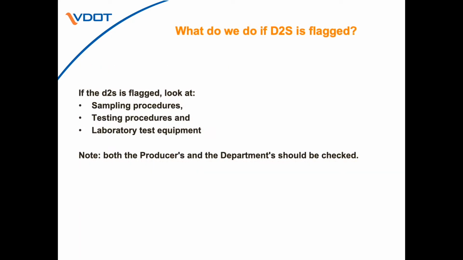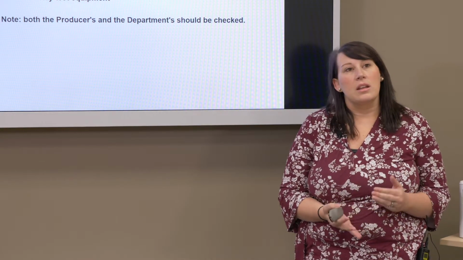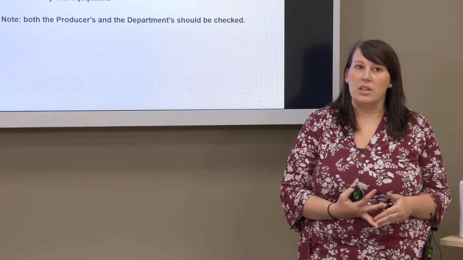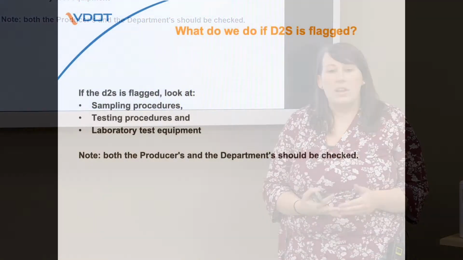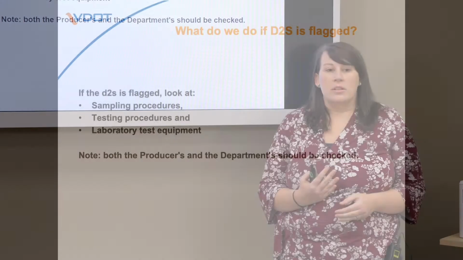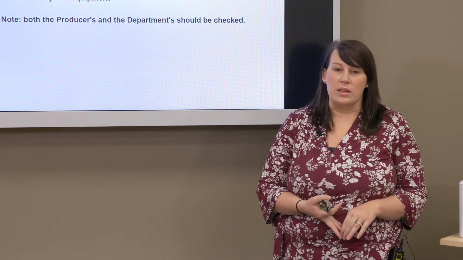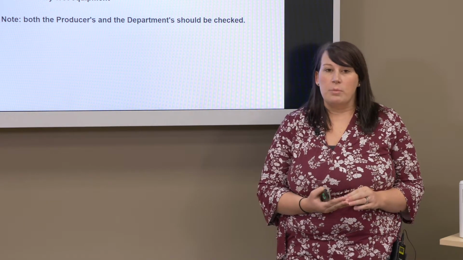What do you do if the D2S is flagged? From a contractor standpoint and from a VDOT standpoint, we need to look at our sampling procedures. A lot of the time it comes down to how the sample was taken and/or how it was split out on the plant. If you can't find anything with that, we want to look at our testing procedures to make sure that both technicians in the contractor lab and the VDOT lab are testing per the test method. They're testing to the right temperatures, they're doing the same times.